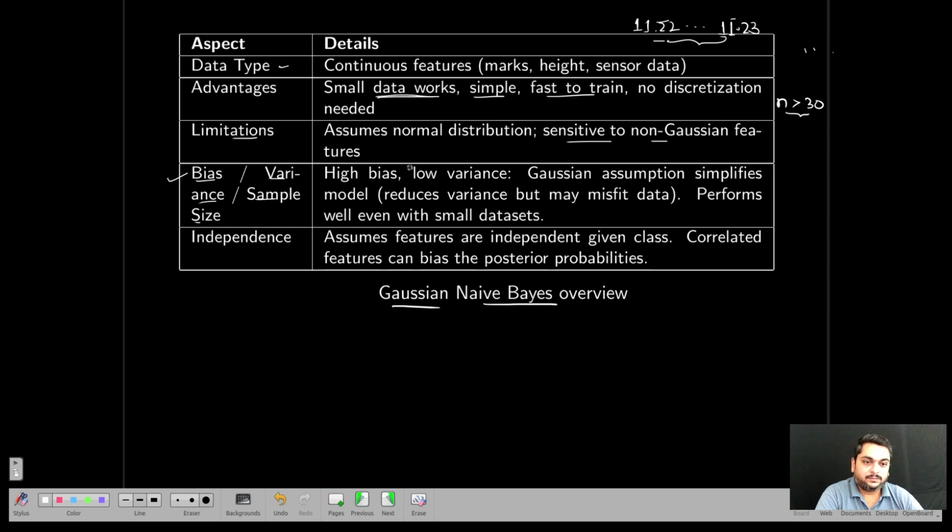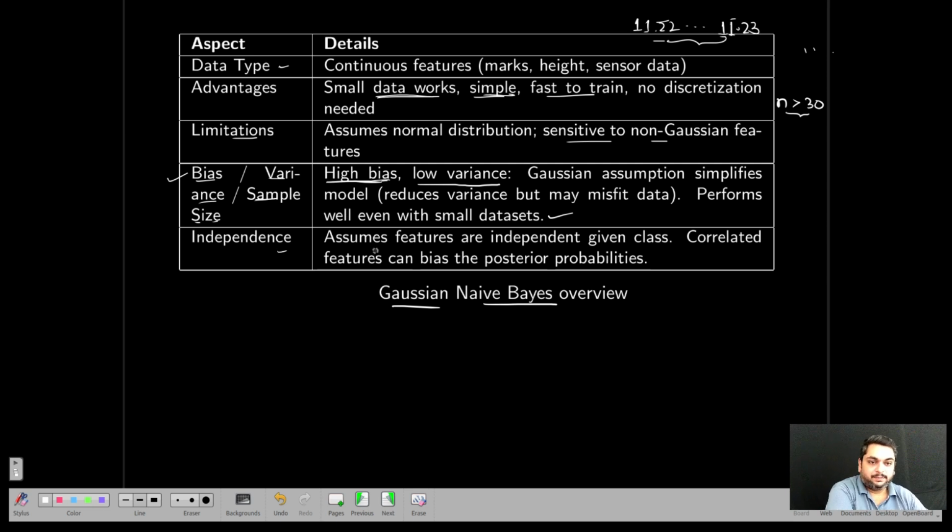For Gaussian Naive Bayes, it has high bias because the model is very simple. It works on small data and the model is very simple, so it has high bias. It is underfitting; it may not capture all the patterns in your data. Therefore, it has low variance. Always there is a bias and variance trade-off. It performs well even with small data sets. Yes, sample size, even if it is small, it works.